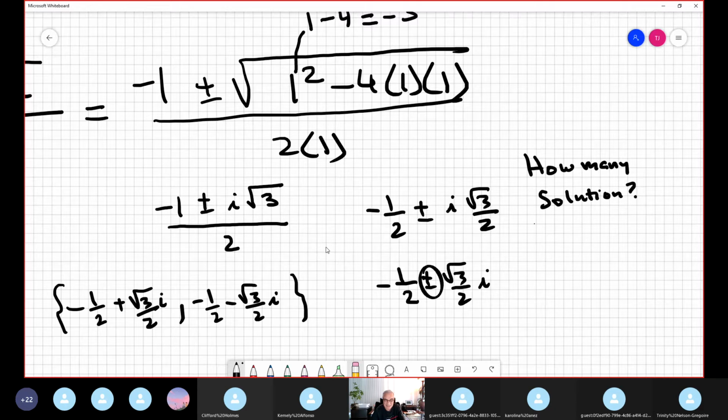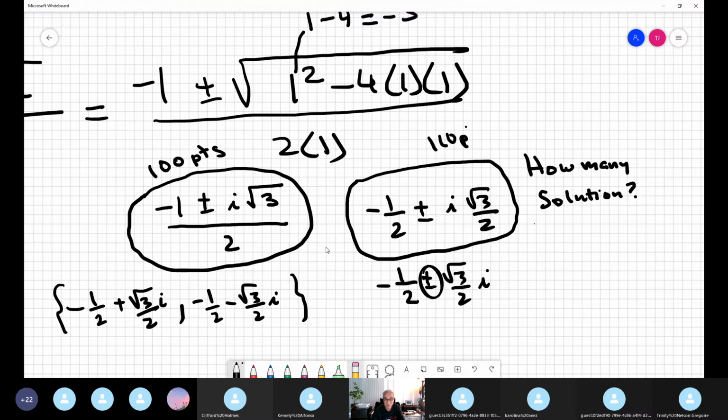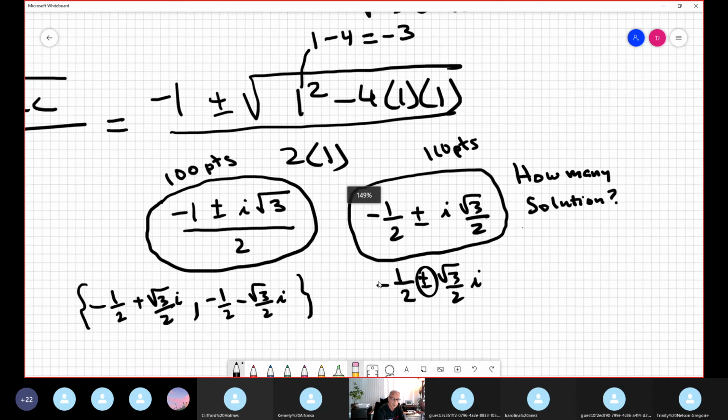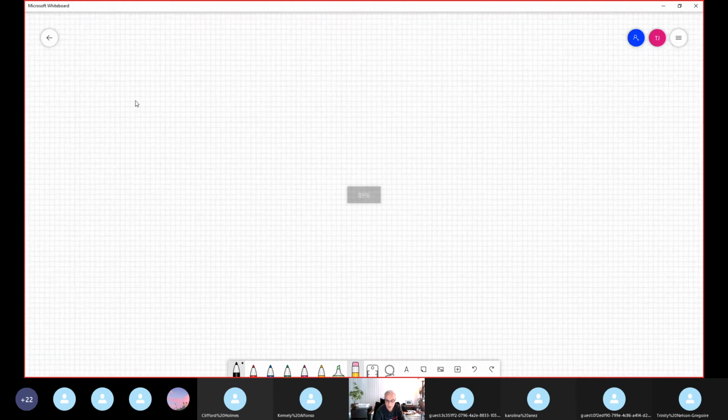You write it like that, or in the worst scenario you write it like that. Okay, I understand. You have 100 points. In this case, you also have 100 points. It's the same. Okay? Clear? Quadratic equation, no problem with the quadratic equation or quadratic formula. Now, let's do 15 and 16.